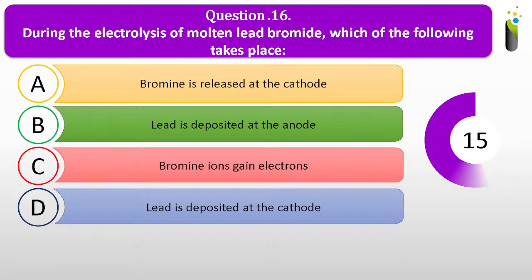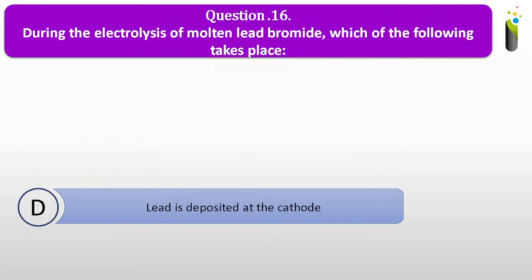So tell me the answer for question number 16. The answer for this question is D. Lead is deposited at the cathode. So during the electrolysis of molten lead bromide, lead is deposited at the cathode. Coming to the next question, number 17.